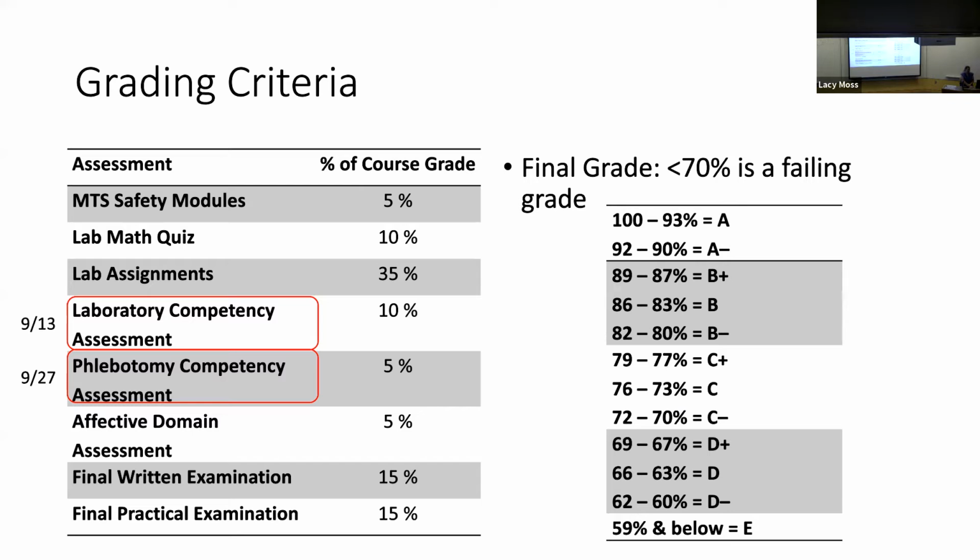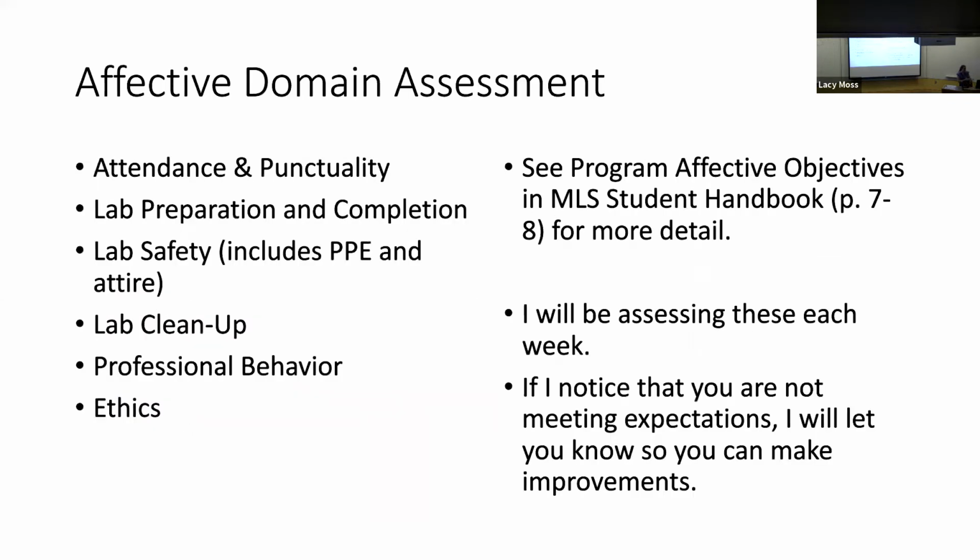the program. All right. So the effective domain assessment includes things like attendance and punctuality, making sure you come into lab prepared and complete the lab, and lab safety. That includes things like wearing your PPE as appropriate, coming into lab dressed for lab, cleanup, professional behavior, and ethics. These are all based off of the program effective domain objectives that are found in the handbook on page 7 and 8.